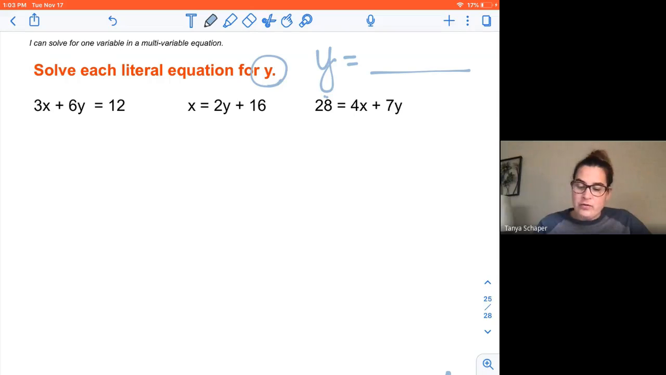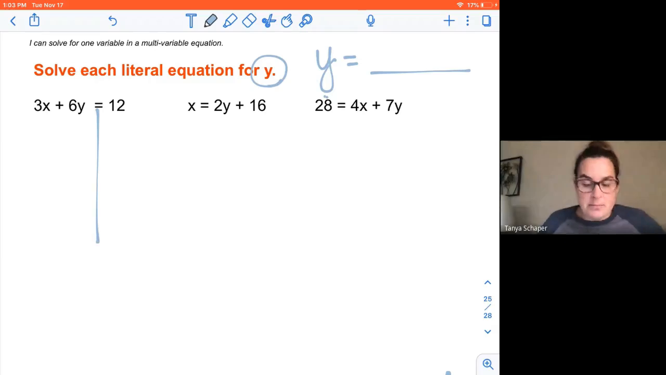Now, all along, we've been solving equations for a variable. We've been isolating a variable. We've been getting a variable by itself. The difference is we have more than one variable. That's the only difference. We still want to get that y all by itself. So let's walk through some examples.